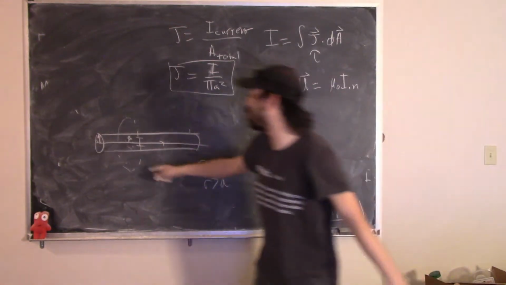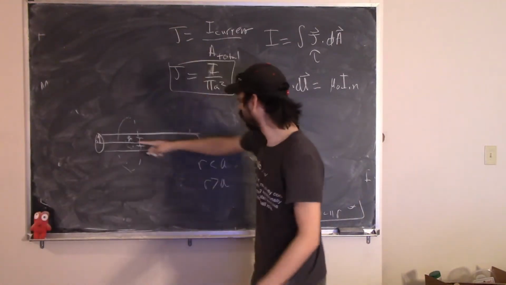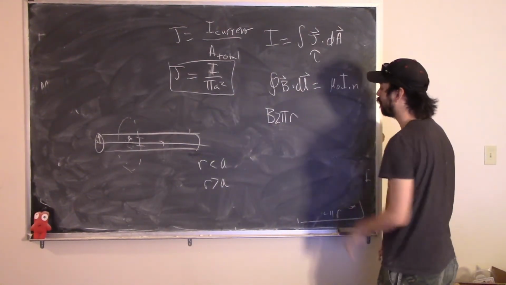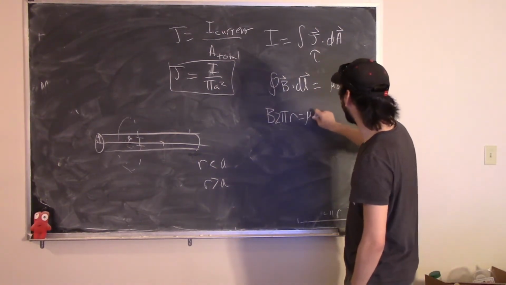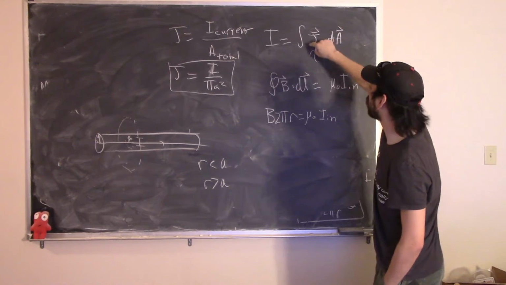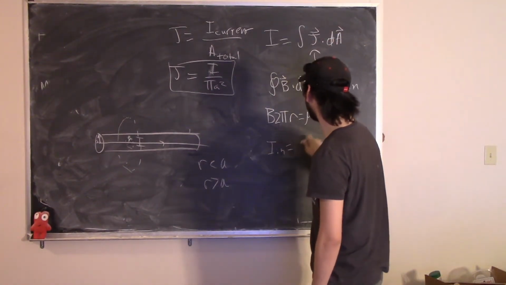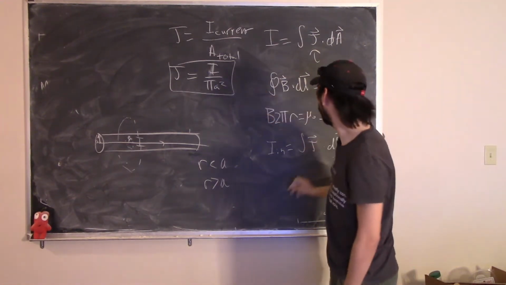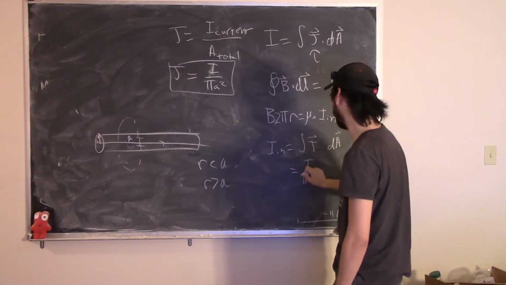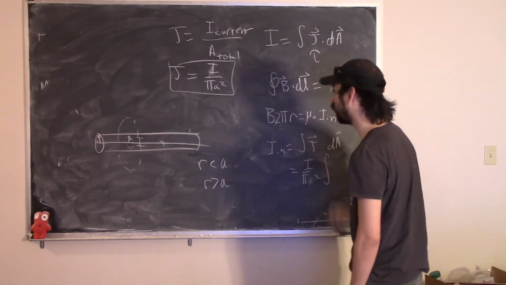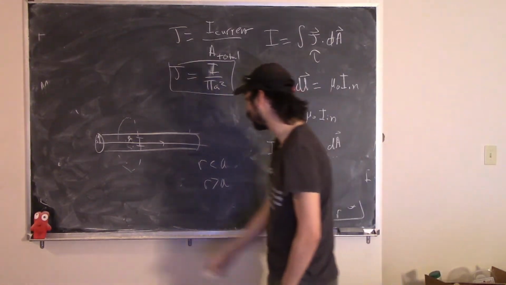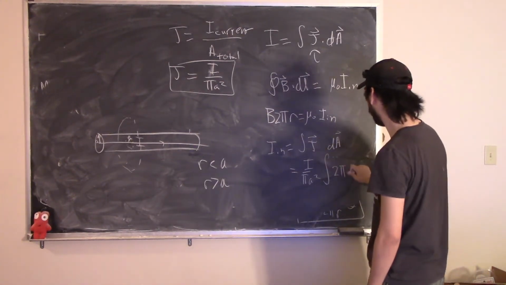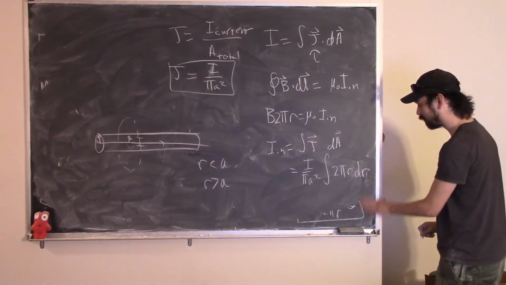But when we have this type of symmetry, the loop that I'm going around is just a circle, and so the total length of that circle is going to be 2 pi r. And this is equal to mu naught times I in. So this comes back to what I was talking about over here. I want to find I in. This is equal to the integral of J dot dA. J is just going to be this constant. We can pull that outside the integral, I divided by pi a squared, times the integral. dA is really just going to be 2 pi r dr.